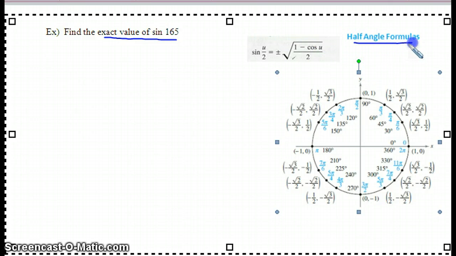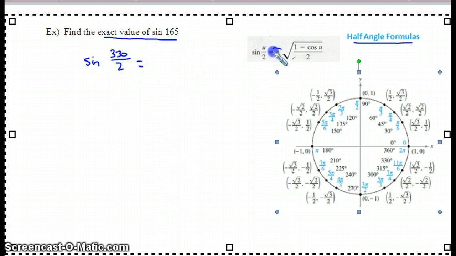half angle formulas. Specifically, I pulled from your formula sheet the half angle formula for the sine. I notice that this is half of an angle that's already on the unit circle. For example, if I double this, it would become 330 degrees. So I could write it like this: I'm really trying to find the sine of 330 divided by 2. I can use this formula here to help me find that.